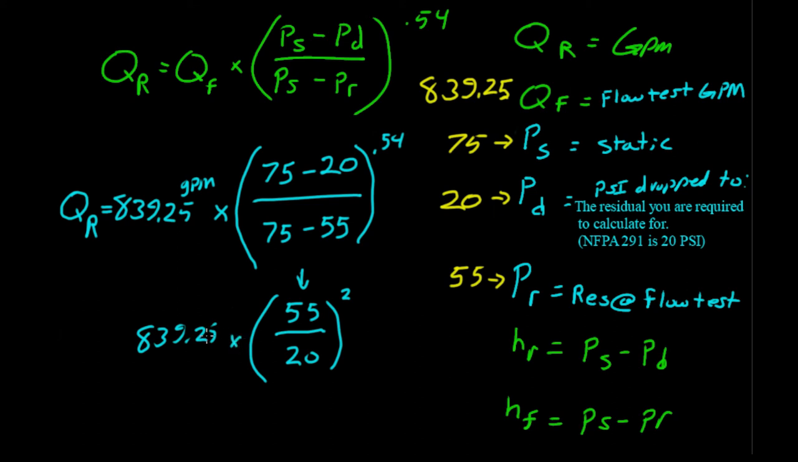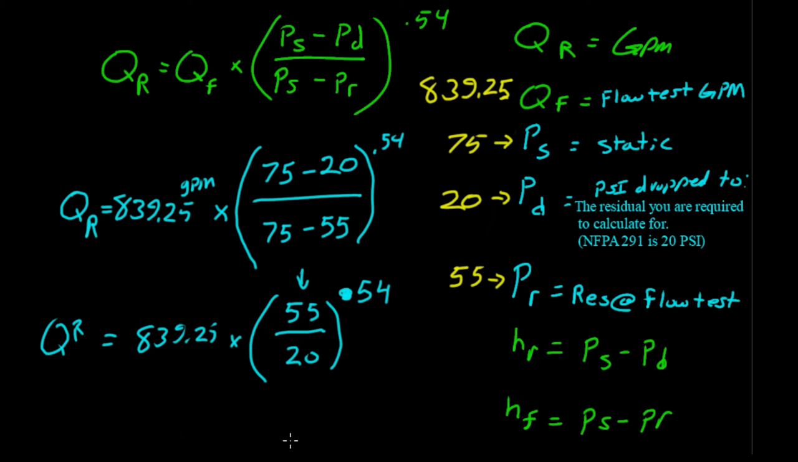839.25 GPM times, it's going to be for Q sub R. Now, just for saving time, you can go ahead and enter this into your calculator as 839.25 times parentheses 55 divided by 20 in parentheses, and the, not squared, why did I say squared, to the power of 0.54. You can enter this into your calculator and work that out, or you could convert this into a decimal and then do this power with it. But this would be a really long number, and this is one reason we use calculators.